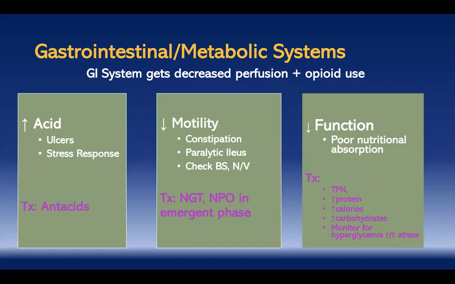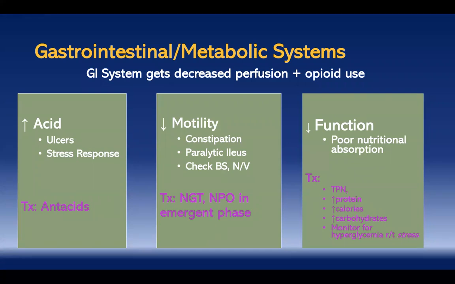Now, even the gastrointestinal and metabolic systems can be impacted. And this is because the GI system gets decreased perfusion, decreased blood flow, and also because of the opioids that we use to treat patients with pain. Because remember, even if patients have major burns, where all the nerve endings are killed off, and so they shouldn't have pain, even around the edges of those major burns, there's likely to be first and second degree burns, which can be very painful. So burn patients do need a lot of pain medication.